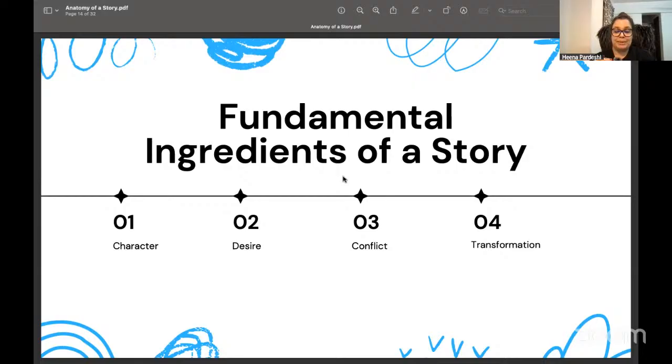For example, Hercule Poirot and Sherlock Holmes are characters that do not actually undergo transformation, but there is always a tiny amount of transformation that happens in their character or personality, but there's not an overall transformation happening. Those are extreme or rare cases, which we will be discussing when we talk about characters.